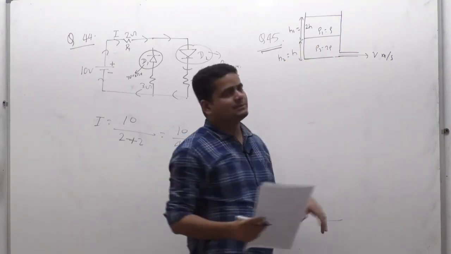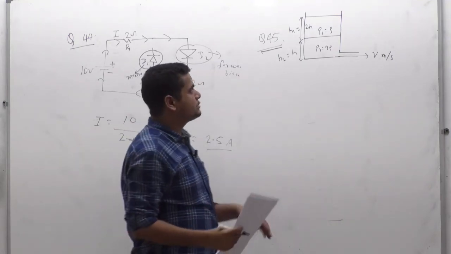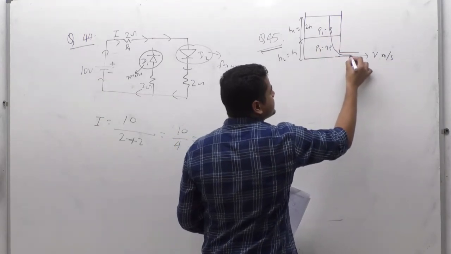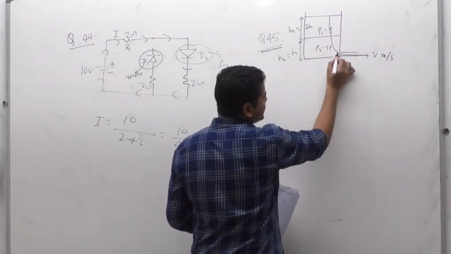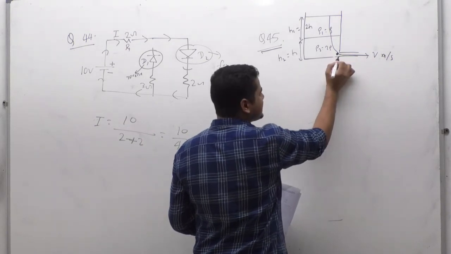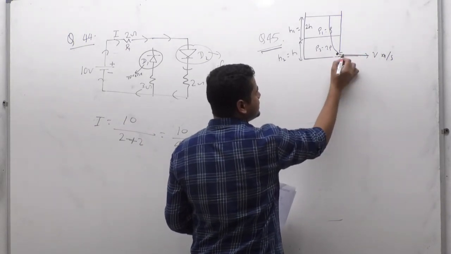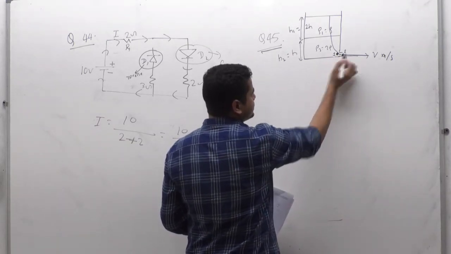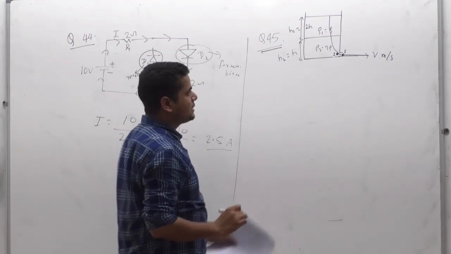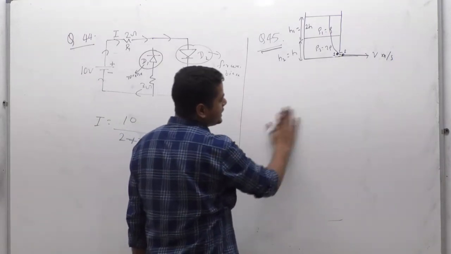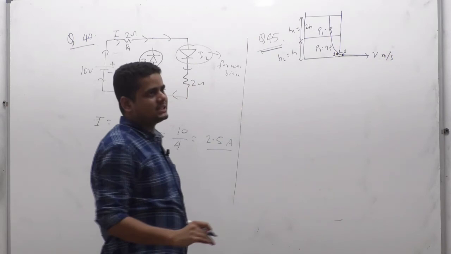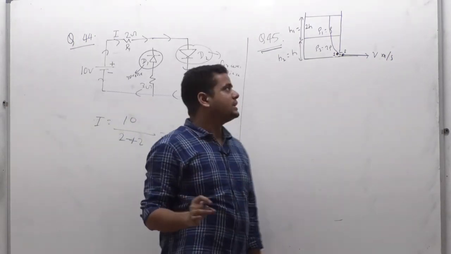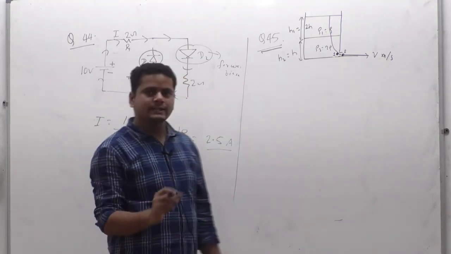So this question is based on Bernoulli's theorem, which we can apply at any 2 points on the streamline flow. This is the streamline flow. We can select 2 points: one just inside the hole and one just outside the hole. So this is point 1, this is point 2. Now we can apply Bernoulli's theorem at point 1 and point 2. Bernoulli's theorem states that pressure energy, kinetic energy and potential energy per unit volume at any point remain constant.